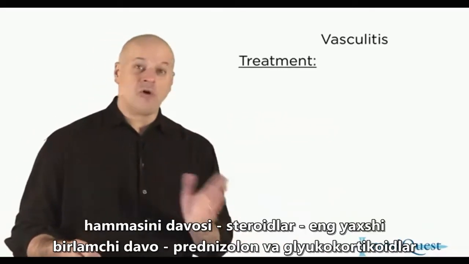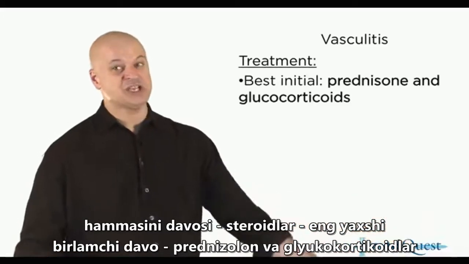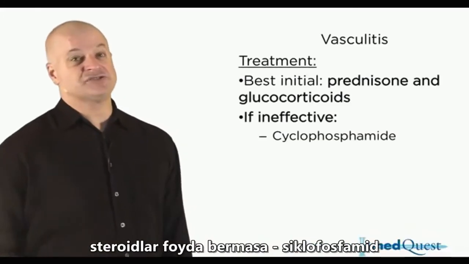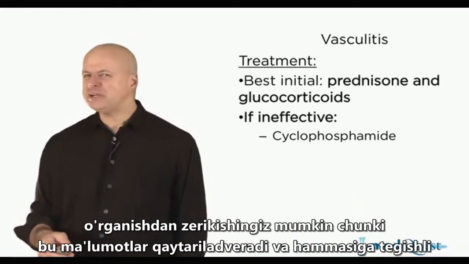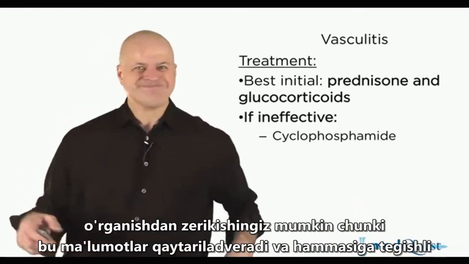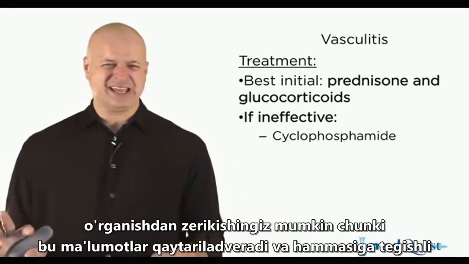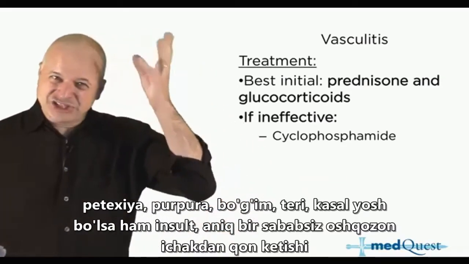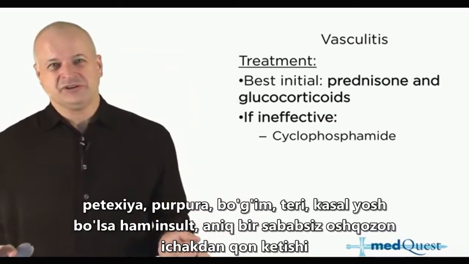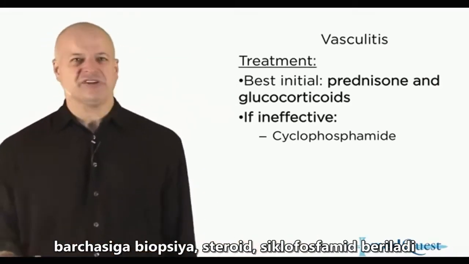And all of them can be treated with steroids, and if ineffective, cyclophosphamide. We've done it this way because I want you to learn it like this. I don't want you to learn these things over and over again, petechiae and purpura, joint and skin, stroke at a young age, and GI bleeding for no particular reason. I want you to be able to say, okay, they all do that. They all can be biopsied. They all get steroids. They all can get cyclophosphamide.